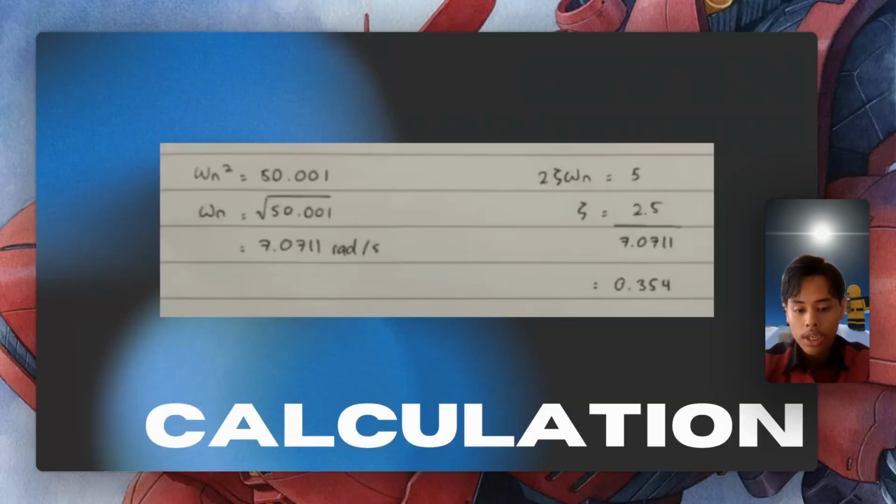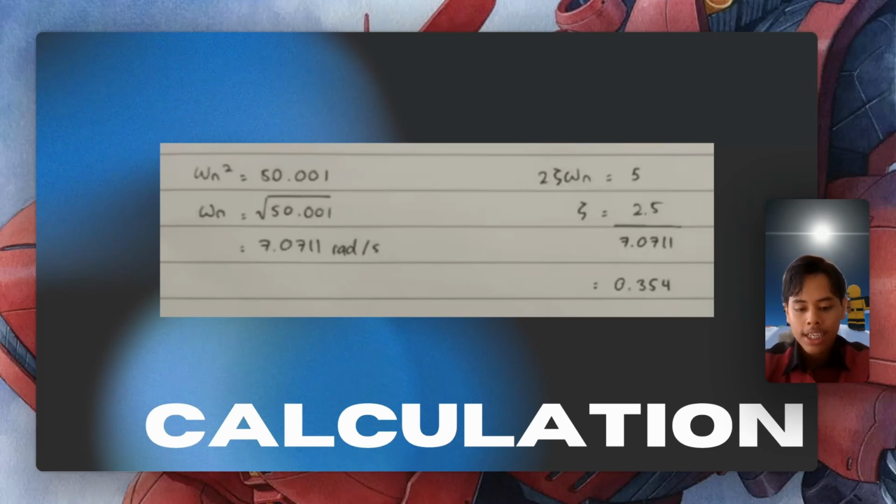First, we calculate the natural frequency of the system. The natural frequency depends only on the spring stiffness and the mass. After substituting the values, we obtain a natural frequency of 0.0711 radian per second.